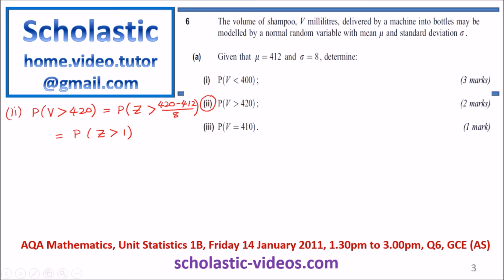So how are we going to visualize this condition now? Our new variable is z greater than 1. It's better to always try to visualize what you got here. Originally it was v or x, which was 412 here and 420 here. So what we need to find out is this small area.